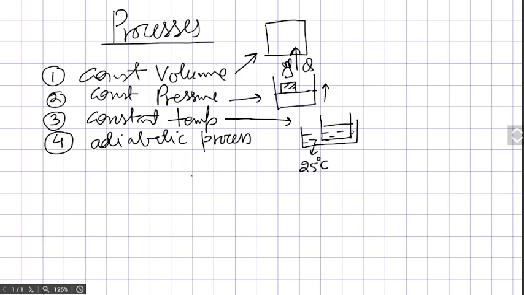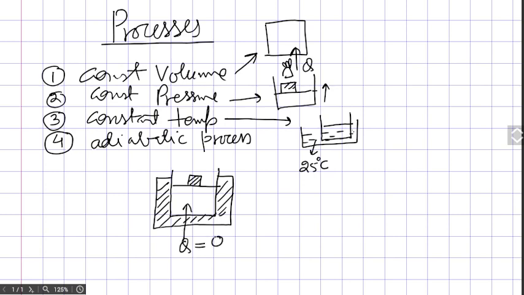An adiabatic process is where you will insulate your cylinder. This is your cylinder, you have this movable piston, and you will insulate it so that heat cannot be given, only work can be done on the system. This is the insulation. It's not possible to give it heat, so the temperature will change according to the work done.